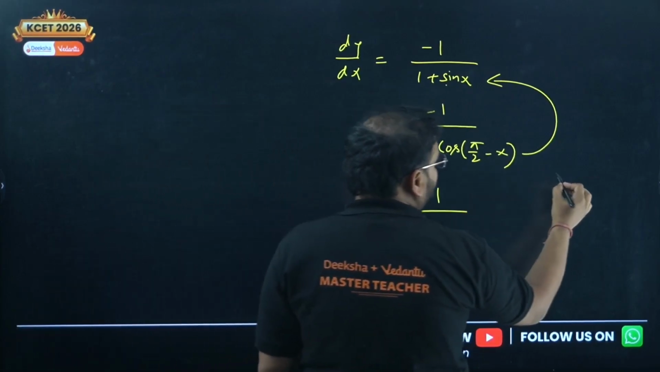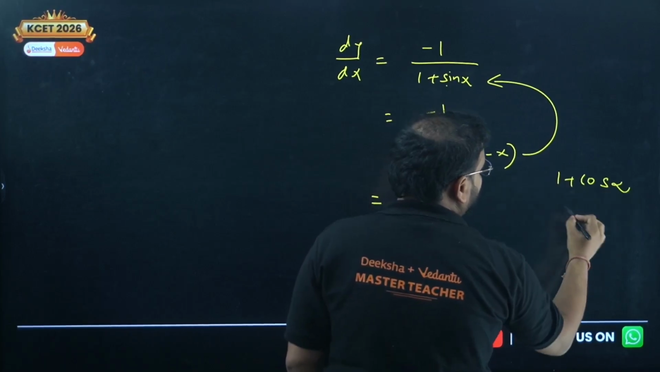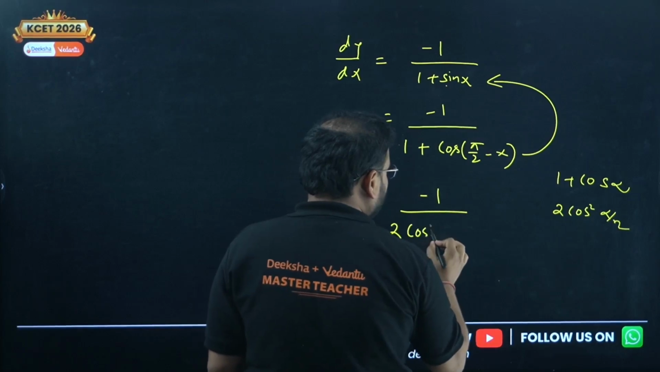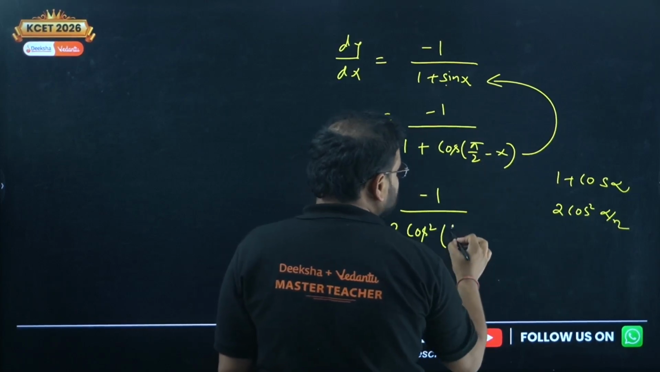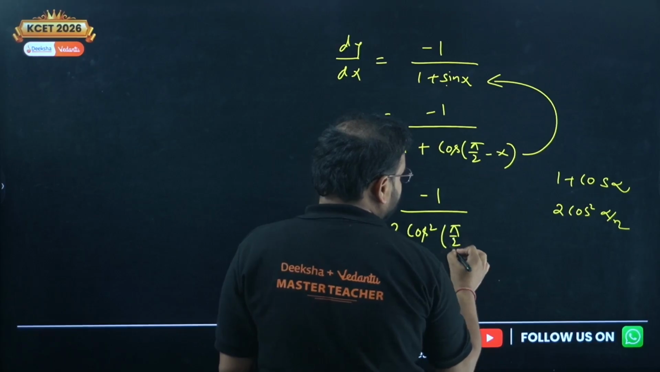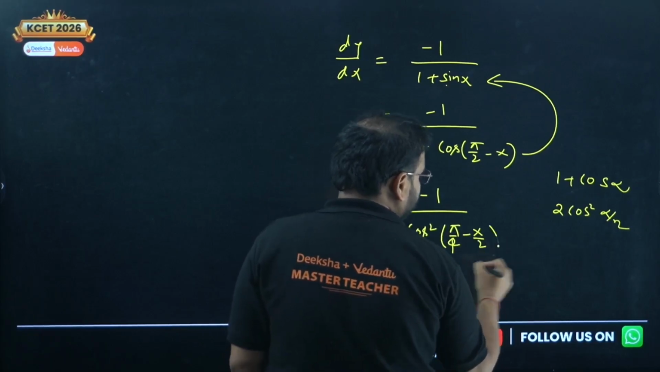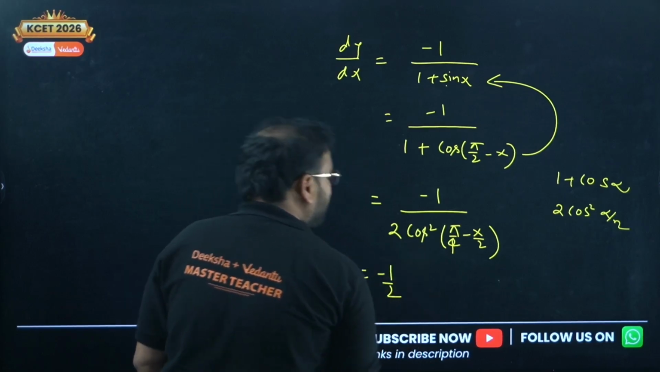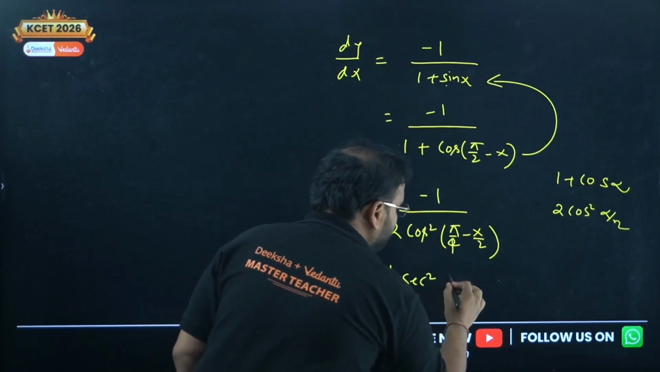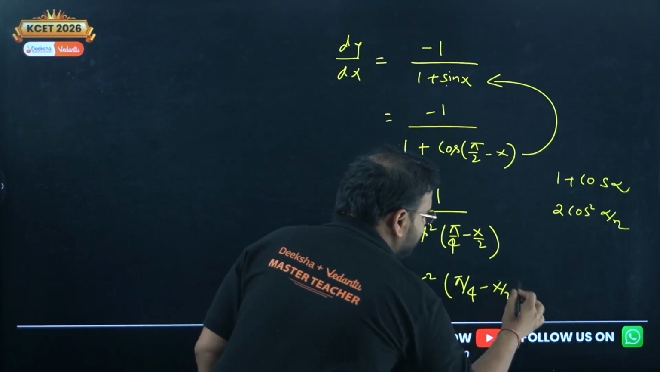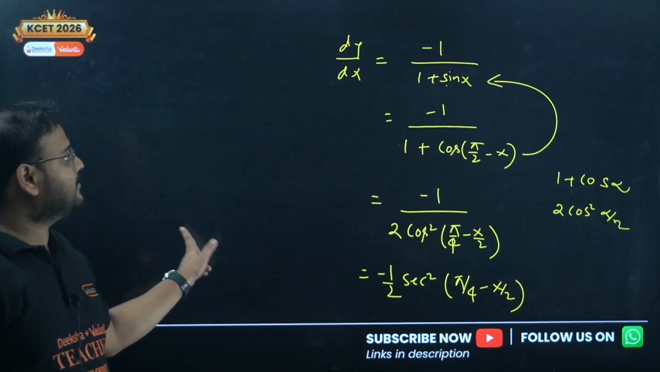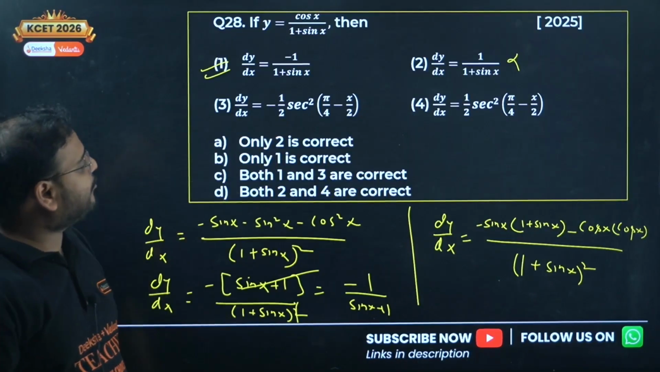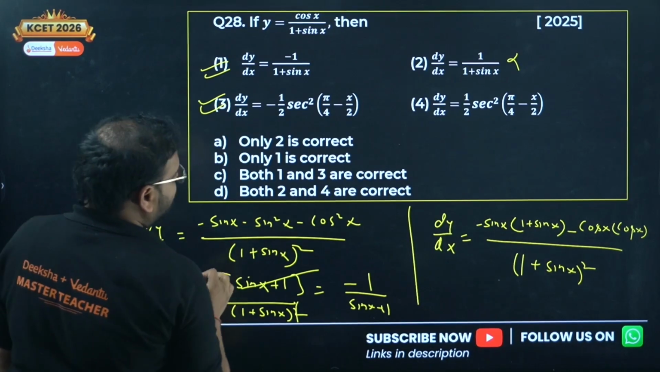Now you apply the formula. 1 plus cos, let's say cos alpha, will become 2 cos square alpha by 2. So right here, 2 cos square. The angle alpha is what? Pi by 2 minus x, divided by 2 means pi by 4 and minus x by 2. The constant minus 1 by 2 as it is. 1 by cos square is what? Sec square. The angle pi by 4 minus x by 2. Looks something conclusive and possible. Minus 1 by 2 sec square pi by 4 minus x by 2. Option 3 is also correct. So 1 and 3 are both correct.